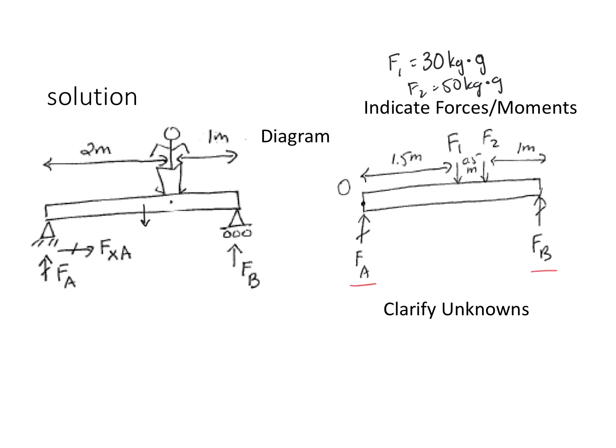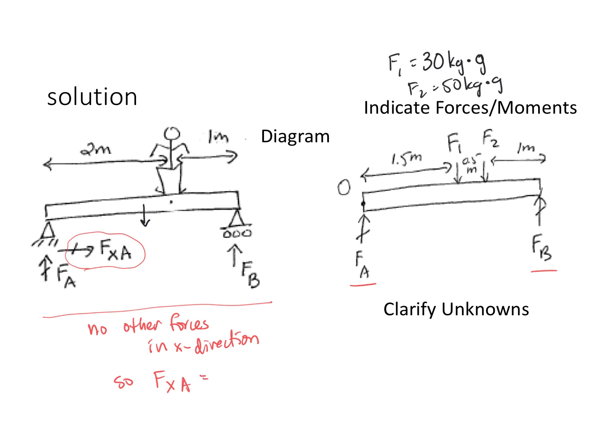These are my unknowns. Now at this point, you notice that before I had the FXA here, and now I've left it out. And the reason is, if we look at this diagram on the left, there are no other forces in the x direction. And that tells us right away that we can, without going any farther, say that Fxa is equal to 0, because we know that it, summed with any other forces, has to equal 0, and the other forces are 0.